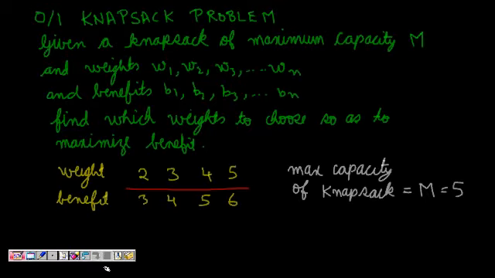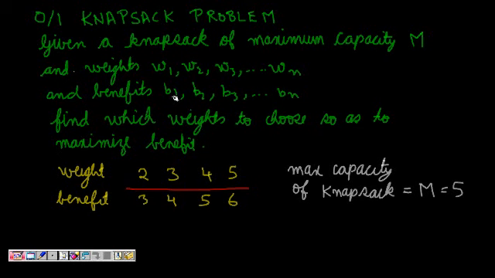So our next question is the 0-1 knapsack problem, and it's a very famous problem of dynamic programming, and in fact it's the first problem that is taught in the dynamic programming class. So given a knapsack or a bag of maximum capacity M and weights W1, W2, W3 till Wn and benefits B1, B2, B3 till Bn, find which weights to choose so as to maximize the benefit.